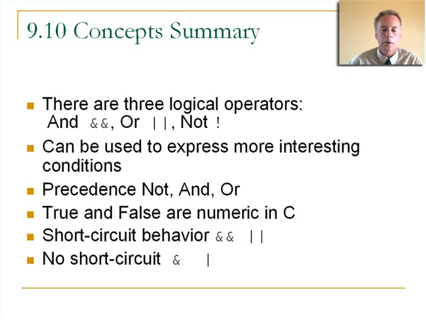And lastly, we looked at the short circuit behavior of the and or operators. If you have false on the left of an and, you can short circuit, you don't need to do the right. And if you have true on the left of an or, you can short circuit and save some computing time. The other operators, which are less commonly used, the single keystroke operators for and or, will evaluate both sides, regardless of how the left-hand side evaluates.